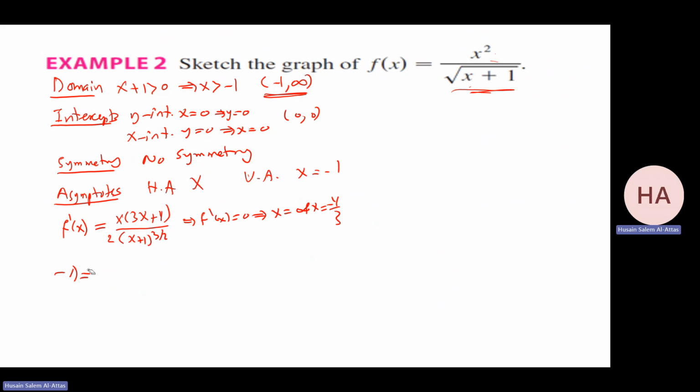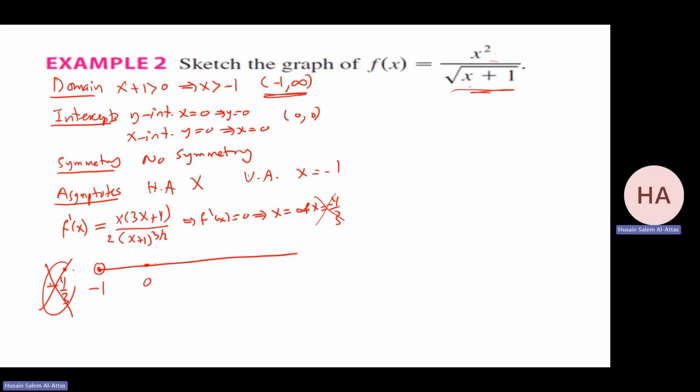Oh, I need to do the sign diagram for this f prime. So I'm starting from minus 1, open, up to infinity. This minus 4 over 3 is out of the picture because it's outside the interval, so I will not consider it. Nothing to worry about. 0 is here somewhere, so check only this.